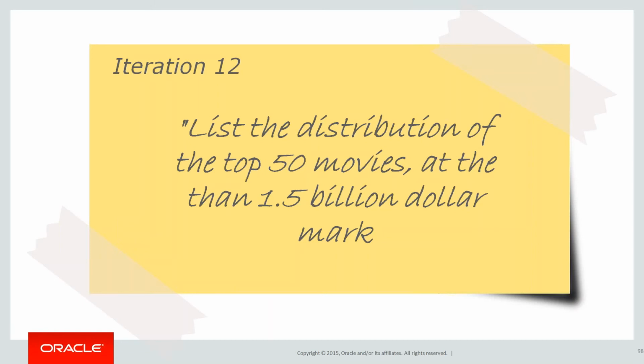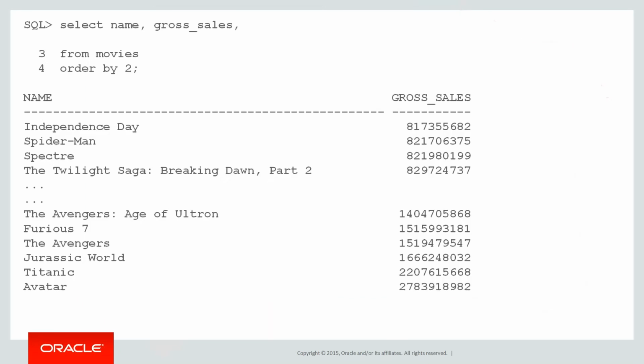We're up to iteration 12 now on our development curve. So I used a different sample data now. List the distribution of the top 50 movies at the $1.5 billion mark, which is just offensive in its own right. So here we have some fictitious data. I've got some gross sales from movies, and I've got a thing called percent rank. This is another ranking function.